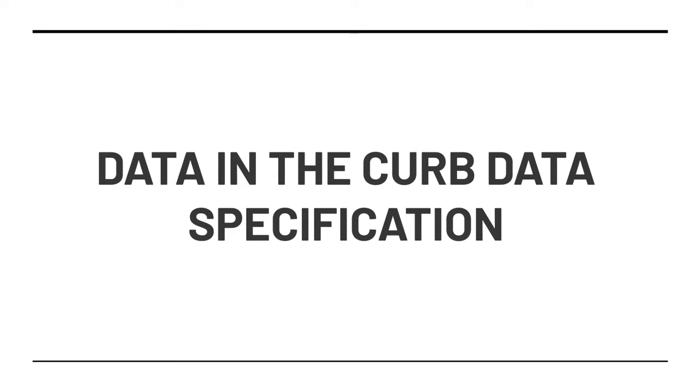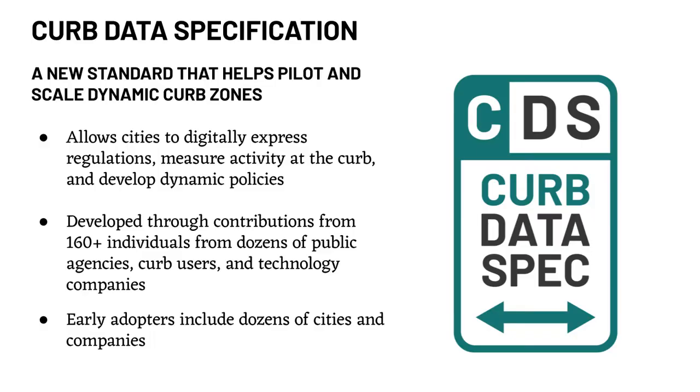And I'm going to mention our second data spec here. MDS is really managing vehicles in the right of way. We have a second spec called the Curb Data Specification. And this is about defining access to curb zones and curb spaces, and then monitoring activity there to improve those policies. Right now, it's in the pilot phase. We have a version 1.0 out, and it's really meant to scale dynamic curb zones and commercial loading areas.